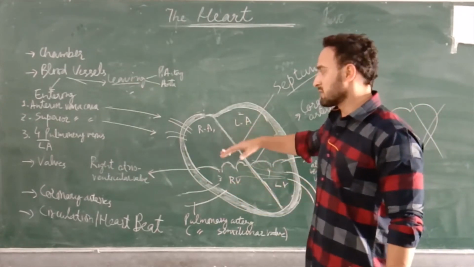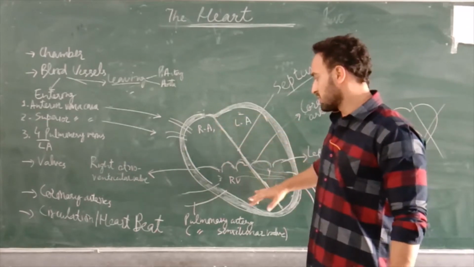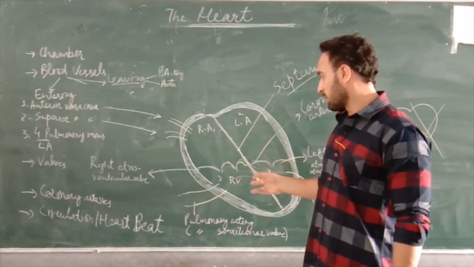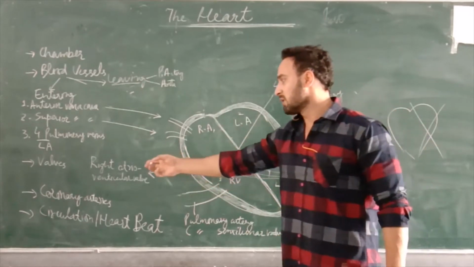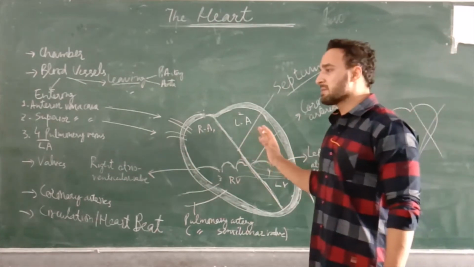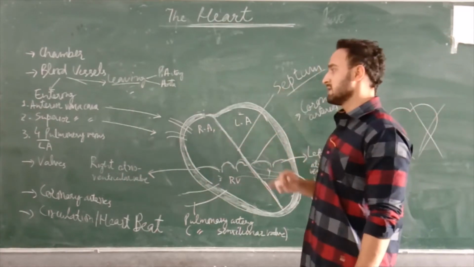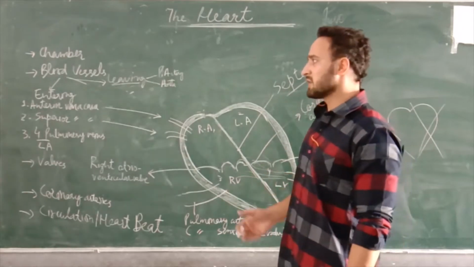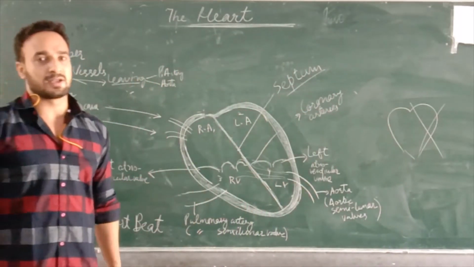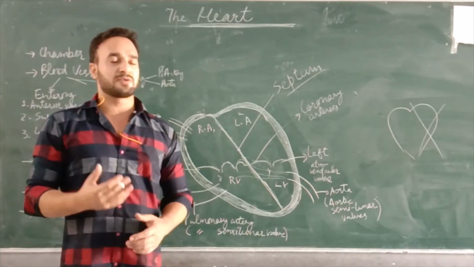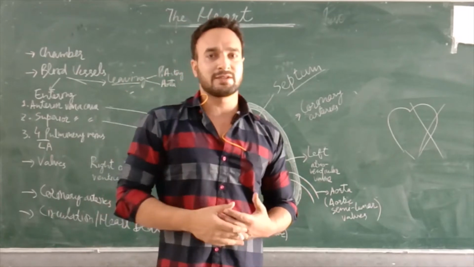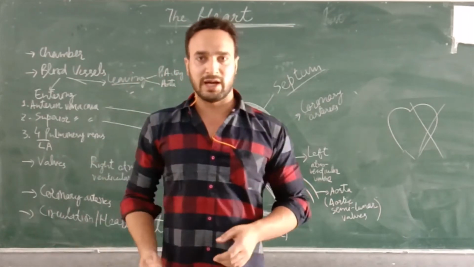The upper two chambers are called auricles, and the lower two chambers are called ventricles. The auricles are separated from the ventricles by the atrioventricular valves, and the right and left sides of the heart are separated by the septum. Now we shall discuss the blood vessels that are entering and leaving the heart. There are some blood vessels which are carrying blood towards the heart, and some which are carrying blood away from the heart.